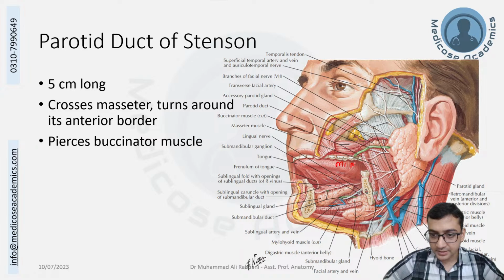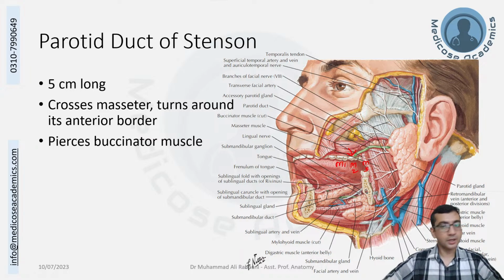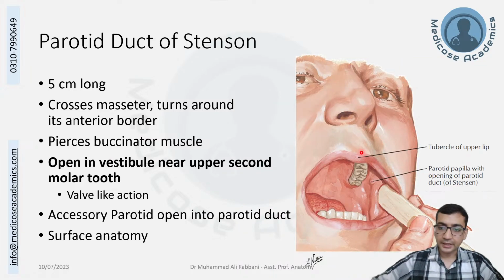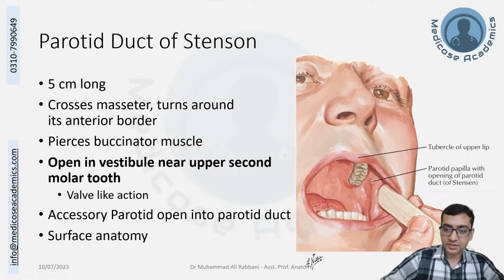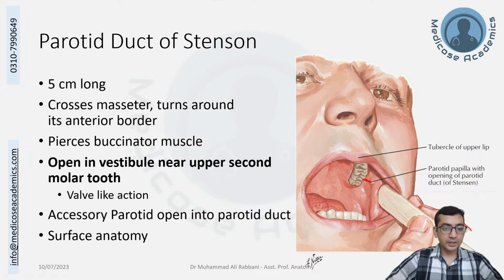This is molar 1, this is molar 2, and here is molar 3. So it is opening right here, just across the second molar tooth. So this is the parotid duct of Stenson. You have to remember, it is crossing the masseter muscle and it is piercing the buccinator muscle. And the third point that you have to remember, it is opening across the second upper molar tooth. And if there is a bleed, you can see from here.